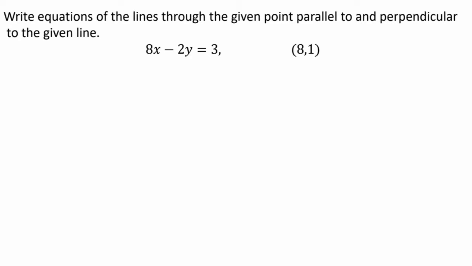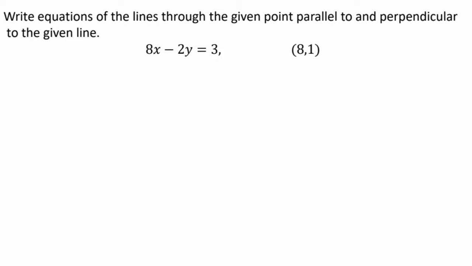So this next example is write equations of the lines through the given point parallel and perpendicular to the given line. What we know is that whether two lines are parallel or perpendicular is determined by their slope. If two lines have the same slope, then the lines are going to be parallel. If two lines have different slopes, they're going to intersect. But for it to be perpendicular, it has to be a special slope, and I like to say it's the opposite slope of the parallel. So let's go ahead and do this one.